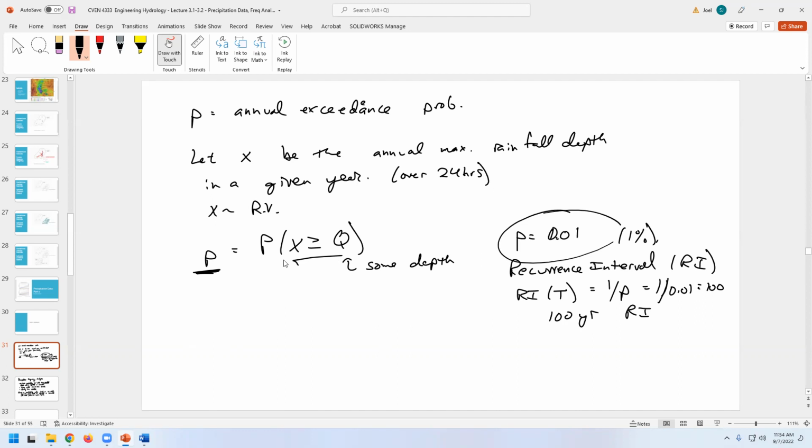So again, P is the probability that some design depth is equaled or exceeded in a given year. We can find this depth based on P using what's known as the Weibull plotting position, or this formula. So we'll do that now.